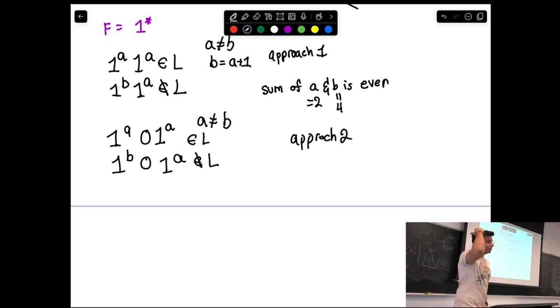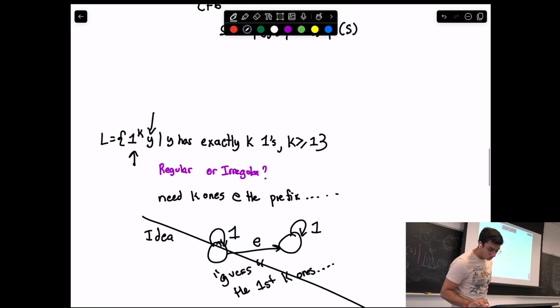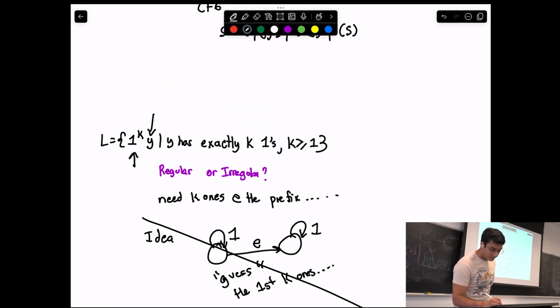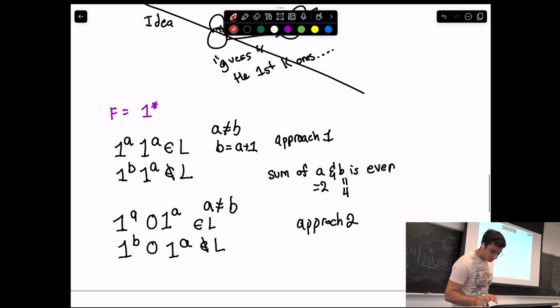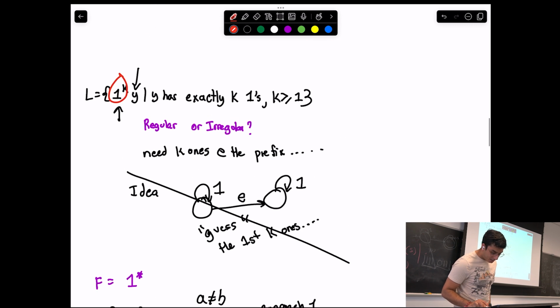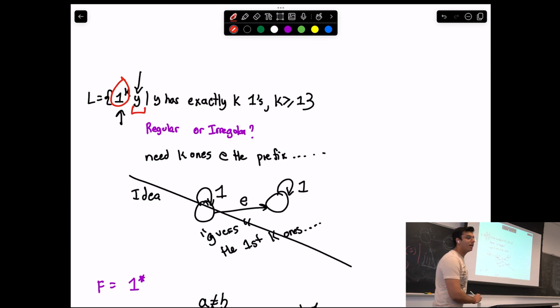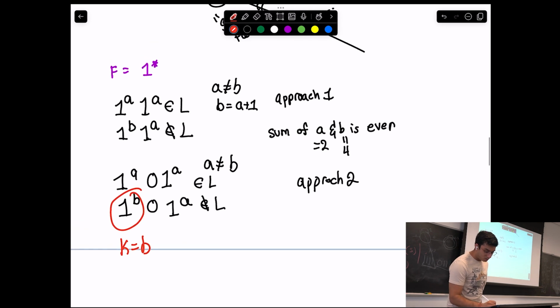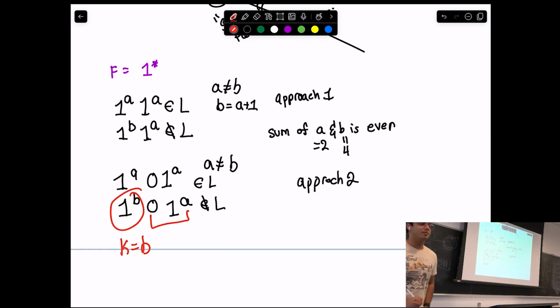Yeah. So why isn't the second string in the language? Because the prefix of the string is 1 to the power of k, right? So k is equal to b. And y, at the end here, needs to have exactly k 1s. So this y has a 1s, not k 1s, right? So it's not in the language.